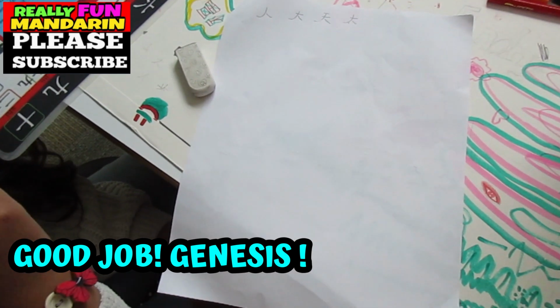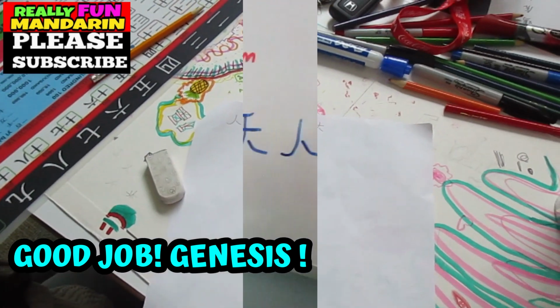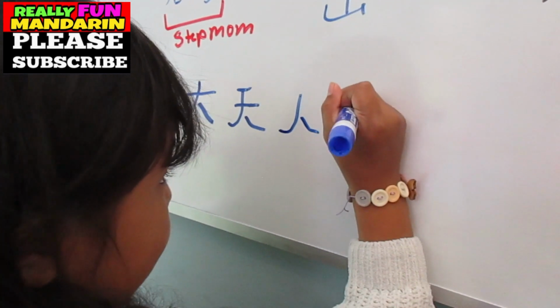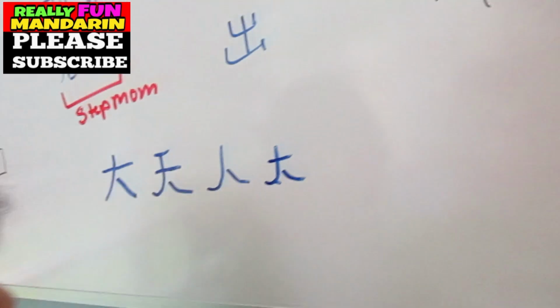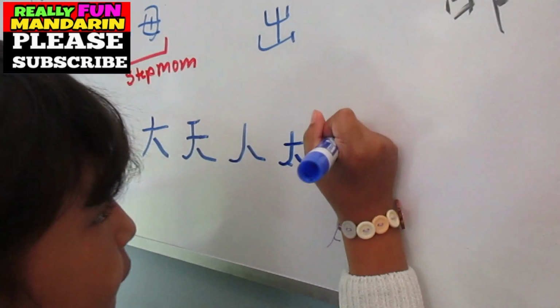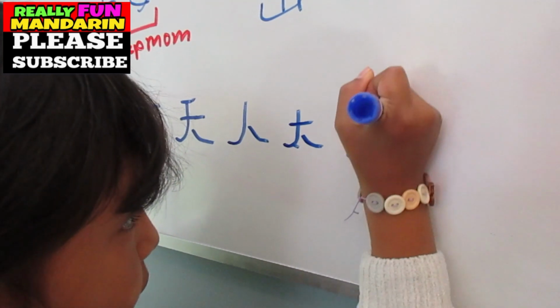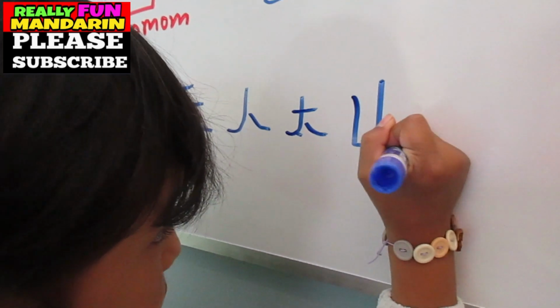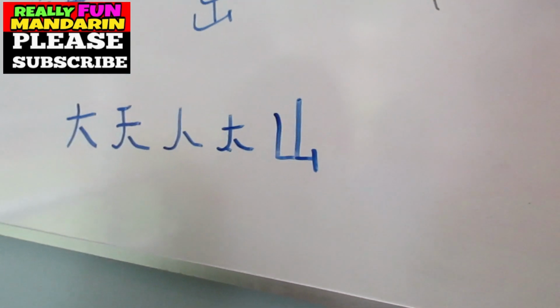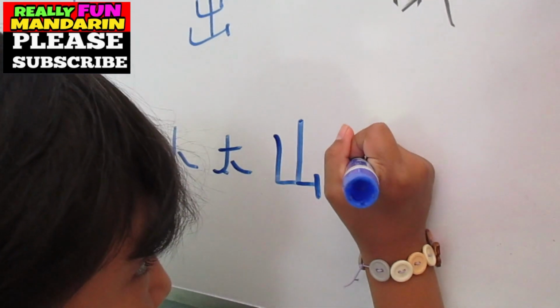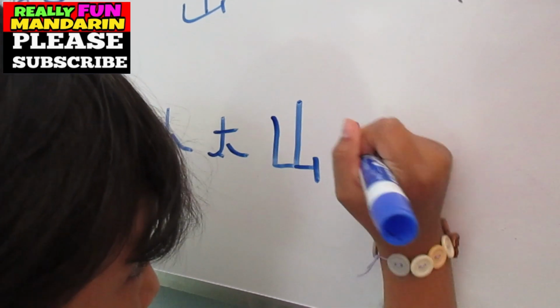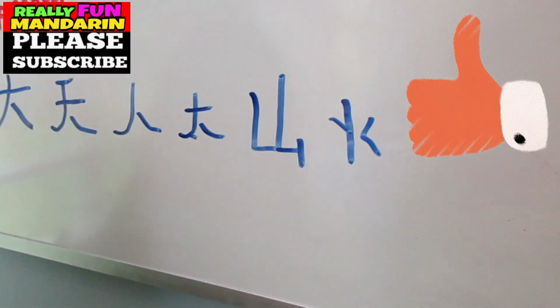Anything else you know? I was asking you a question. Very good. How about mountain? Sun? So bad. How about fire? Wall? Very good. How about water?